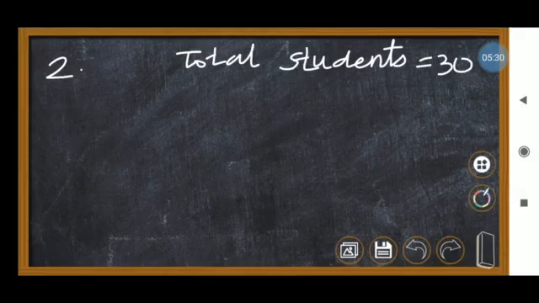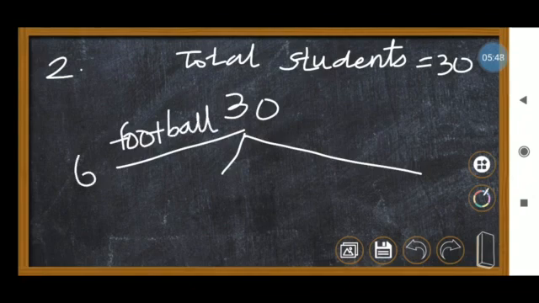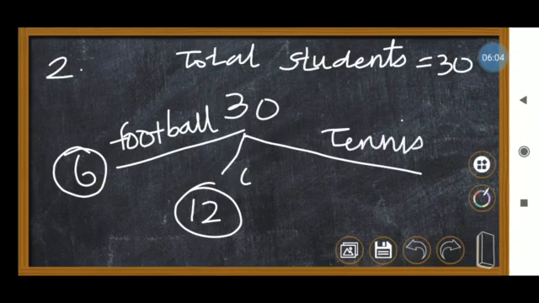Okay, so in those 30 students, how many like tennis and how many like the different sports, football and cricket. First, 6 like football, so you have to write football, 6. Next, for cricket, I'll represent it as C, so 12. Okay, 6, 12, and the remaining persons like tennis, so this one is tennis. I'll write cricket here, then only you can know.